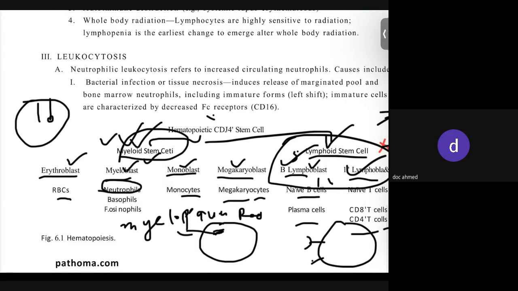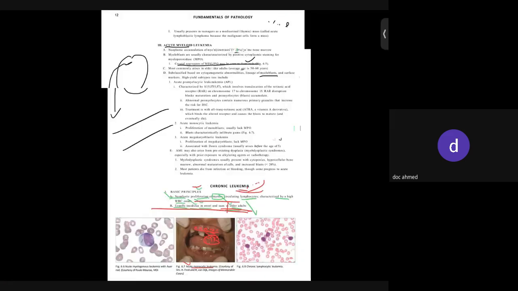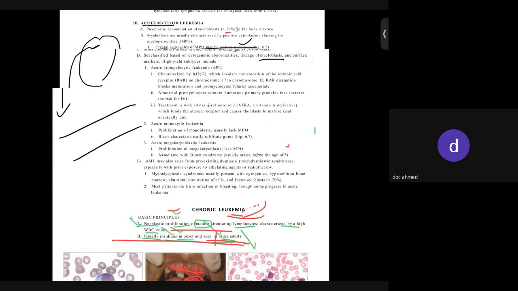If we have MPO or Auer rods, now there can be a lot of variants of them. It can be a blast of erythroblast, it can be myeloblast, monoblast, megakaryoblast. How to differentiate them? Now that's our point here, right? How would we know the cancer of each blast?